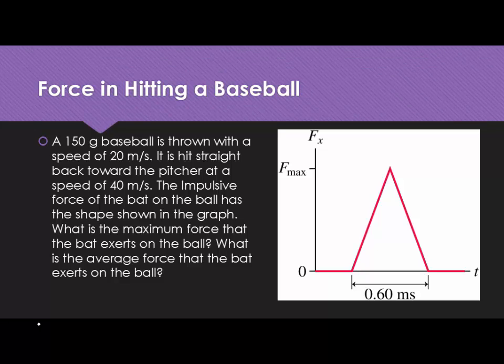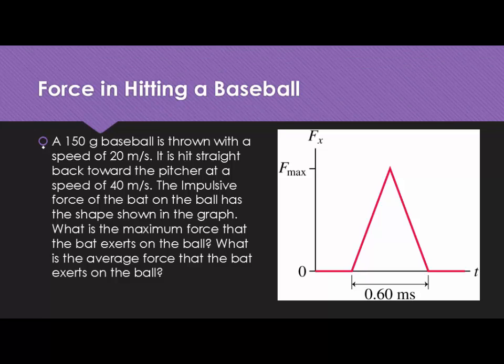On this one, we have a baseball thrown with a speed of 20. It's hit straight back to the pitcher at a speed of 40. The impulsive force of the bat on the ball has the shape shown in the graph. What is the maximum force that the bat exerts on the ball? And then what is the average force that the bat exerts on the ball?